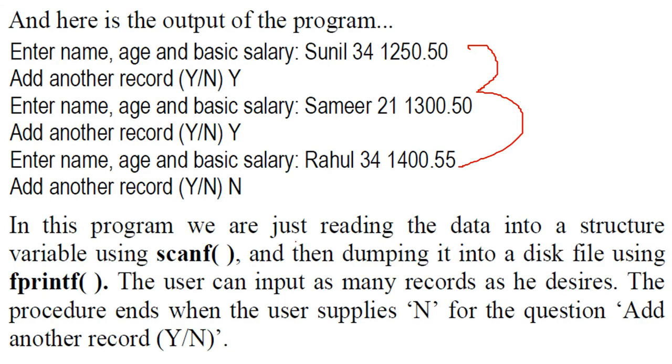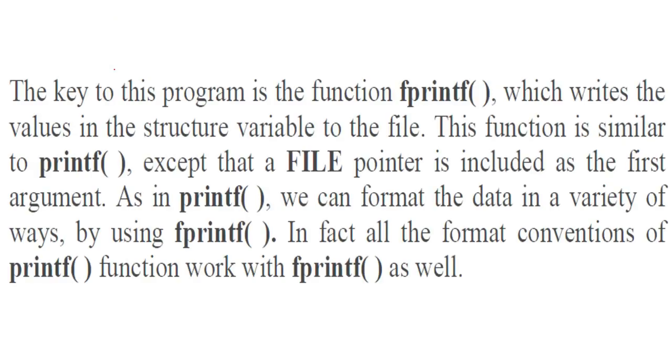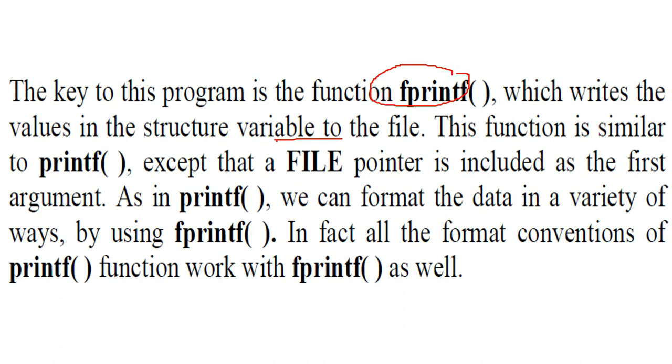In this program we are just reading this data into the structure variable using scanf. Now we want to dump that into the disk, and we use fprintf exactly for that. So the user can input as many records as he wants, till the time he comes up with a character other than y. So the key of this program is fprintf, which is writing the value in the structure variable to the file. This is similar to printf, except the file pointer is included as the first argument. As we have seen, in fprintf the first argument is the fp.